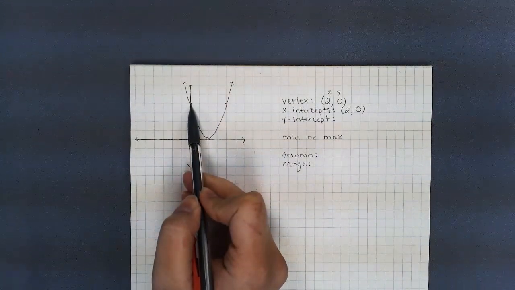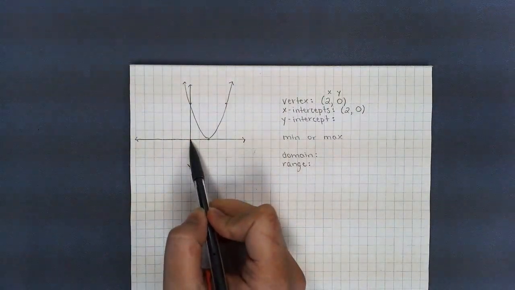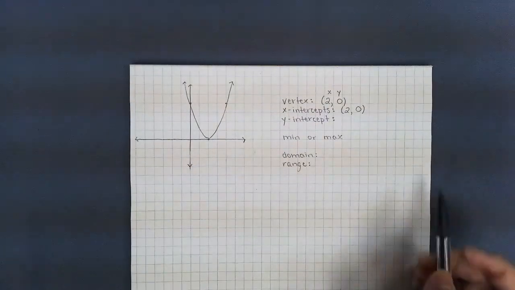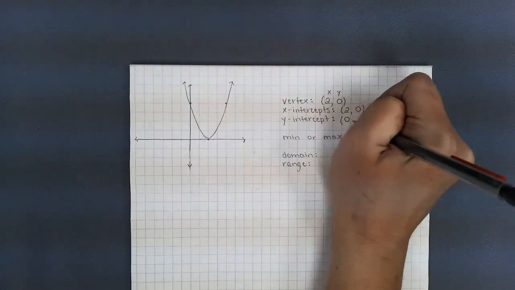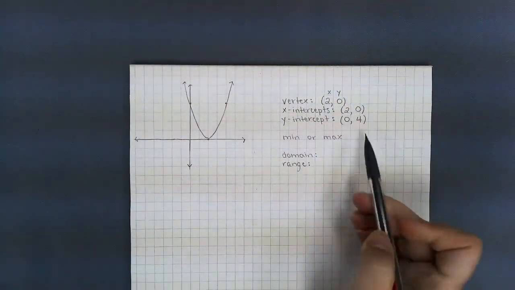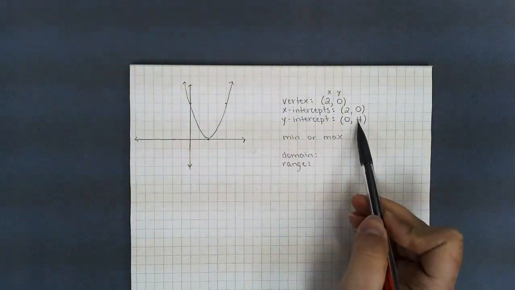Now the y-intercept is where the graph crosses the y-axis, so you see that's that point right there, and that is at 0 in the x and 1, 2, 3, 4 in the y. So I would write (0, 4) as the y-intercept because it crosses at the 4, that's the y value.